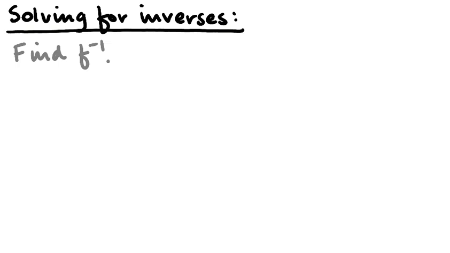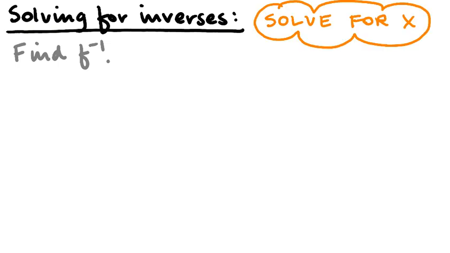And how we're going to do this is we are going to solve for x. That's really big, I think, because then it gives us a way to find the x if we know the y. That's what the inverse does, it traces back to x from a given y value.